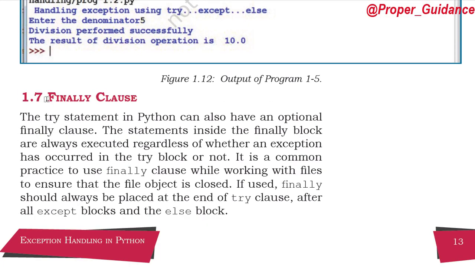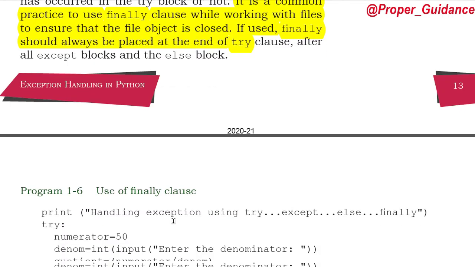After that, our next topic is the finally clause. The try statement in Python can also have an optional finally clause. The statements inside the finally block are always executed regardless of whether an exception has occurred in the try block or not. It is a common practice to use the finally clause while working with files to ensure that the file object is closed. If used, finally should always be placed at the end of the try clause, after all except blocks and the else block.